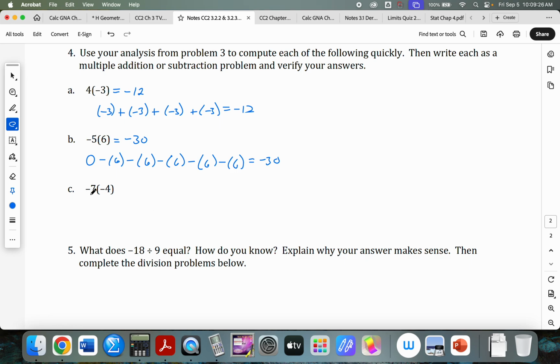And then here, negative 7 times negative 4 is what? 28. Again, since that first number is negative, I'm subtracting. So starting from 0, subtract negative 4 7 times. One, 2, 3, 4, 5, 2 more.